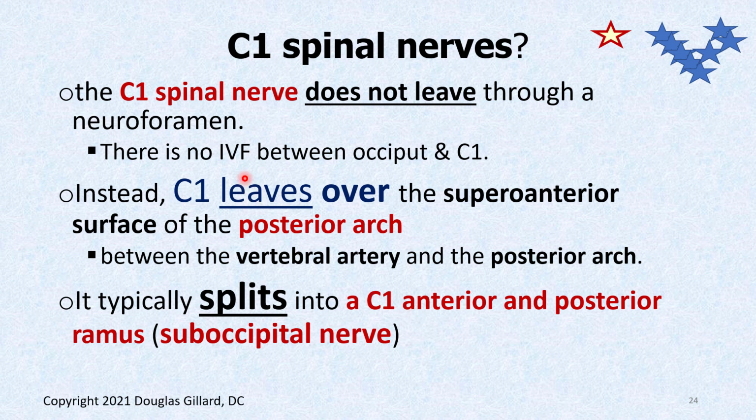Usually, the C1 can be quite anomalous. It typically splits into anterior and posterior rami. That posterior ramus, that's very interesting. That's the suboccipital nerve, and that actually has some motor fiber in it, right? Because posterior branches usually are pure sensory, but this one is the suboccipital nerve, and it goes and supplies the suboccipital triangle. So that's kind of weird.